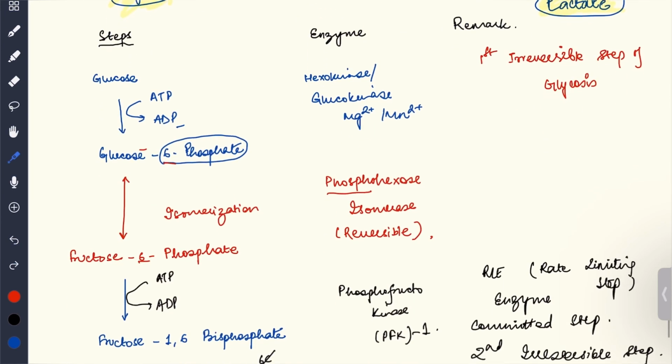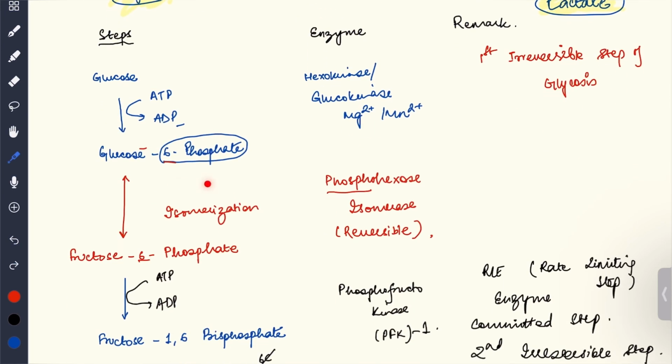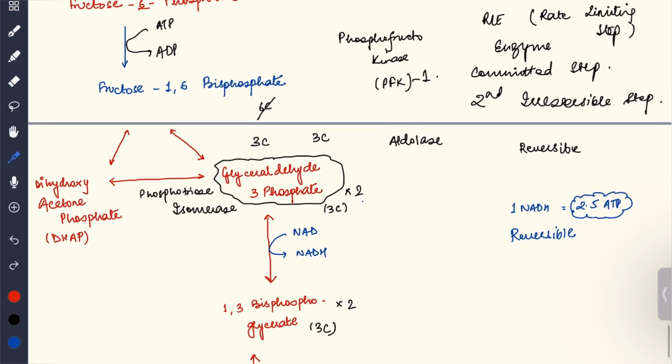What are the steps involved? Glucose is converted to glucose 6 phosphate and the enzyme is hexokinase or glucokinase. This is the first irreversible step of glycolysis. Then glucose 6 phosphate is converted into fructose 6 phosphate by phosphohexose isomerase. This is a reversible reaction. Now fructose 6 phosphate is converted into fructose 1,6 bisphosphate and again ATP is being used. The enzyme is phosphofructokinase, PFK1. This is very important. It is the rate limiting enzyme. This is the committed step and this is the second irreversible step.